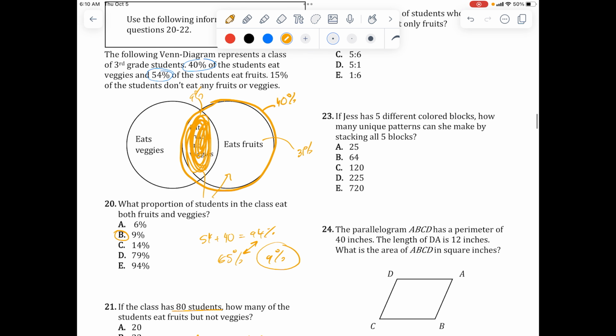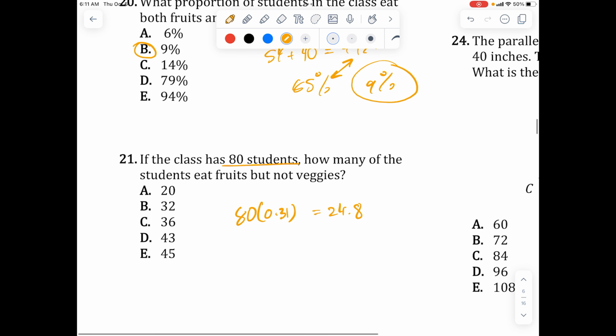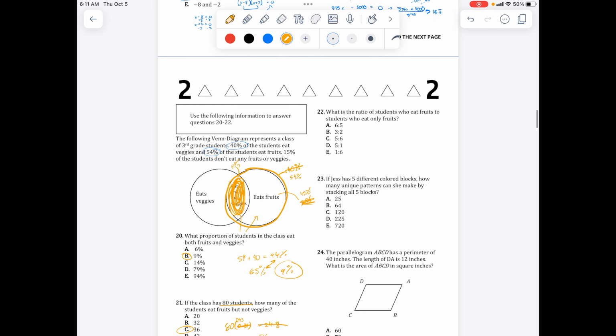Oh, I just realized I took the wrong percent. It doesn't impact the answer to the first question. It's actually 54%, okay? So we have to do 54% minus 9. That gives you 45%. So 45% of the class. So what's 0.45 times 80? 36. Okay? Hopefully that problem makes sense.